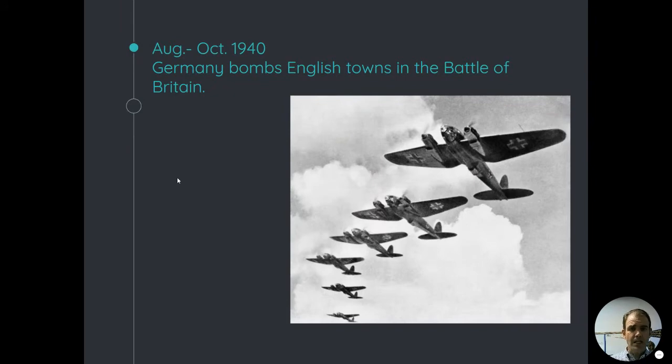Then in August through October of 1940, Germany bombs English towns in the Battle of Britain. And you guys may remember this term. These were what were referred to as the blitzkriegs, or lightning warfare, these mass bombings. These bombers here that you see would open up the bottom, and bombs would just fall out by the hundreds. And so they would fly over an area. They wouldn't target. Remember, there was no precision here. They would just drop bombs, hundreds of bombs on these cities.